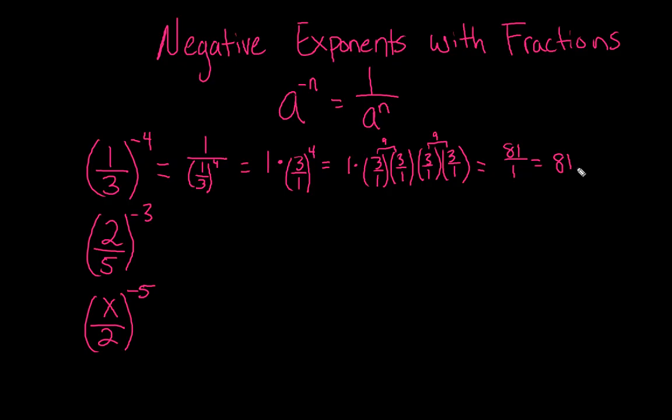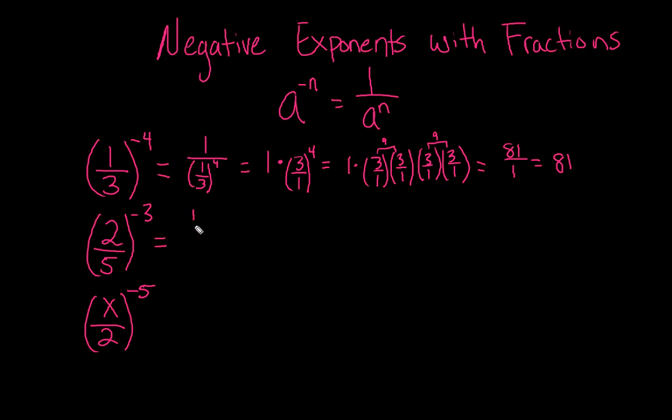So we got to a result of 81, but the secret I want you to see here is what happened. Here we have the fraction flipped and just raised to the positive exponent. So that's really the trick to raising any fraction to a negative exponent. You simply flip the fraction and then change the exponent to be positive. If we go through this one again, I will show you.